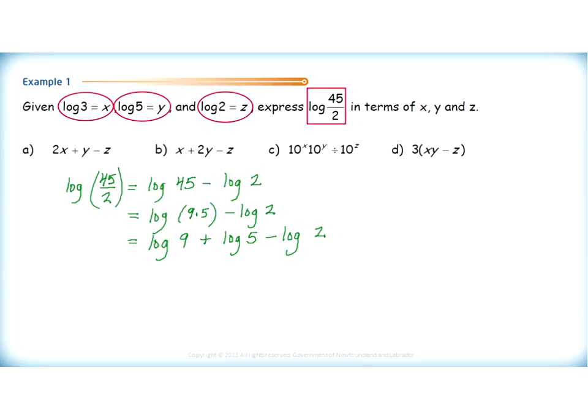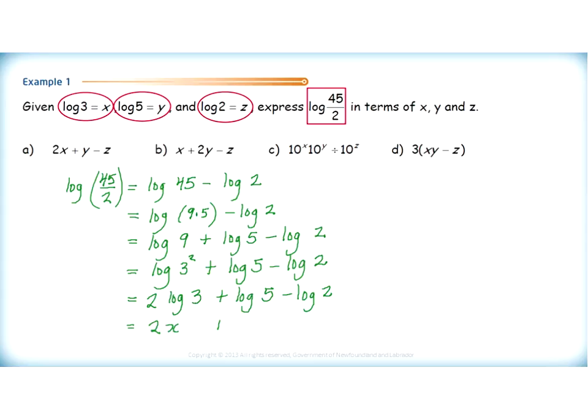So I would like to take the number 9 and rewrite that as 3 squared, plus the log of 5 minus the log of 2. So then the 2 can be rewritten as the coefficient in front of the log. So we have 2 log 3 plus the log of 5 minus the log of 2. And now when we substitute in the values for x, y, and z, we have 2x plus y minus z as our final answer. And this corresponds with A as the multiple choice item. So the log of 45 over 2 is now written in terms of x, y, and z.